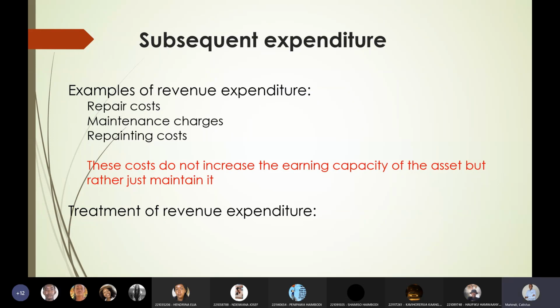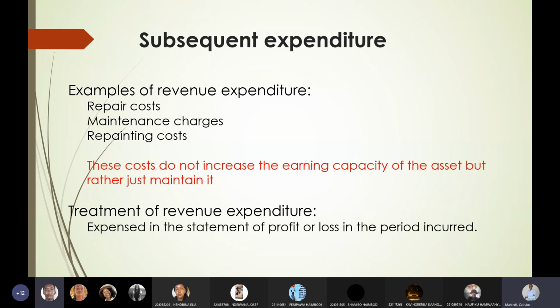So revenue expenditure does not increase the earning capacity of the asset, but it maintains it. What happens to revenue expenditure? Revenue expenditure must be expensed in the statement of profit or loss when it's incurred. So for example, painting, you'll debit your painting expense or repairs and maintenance expense, and then you're going to credit your bank. So revenue expenditure is expensed in the statement of profit or loss.